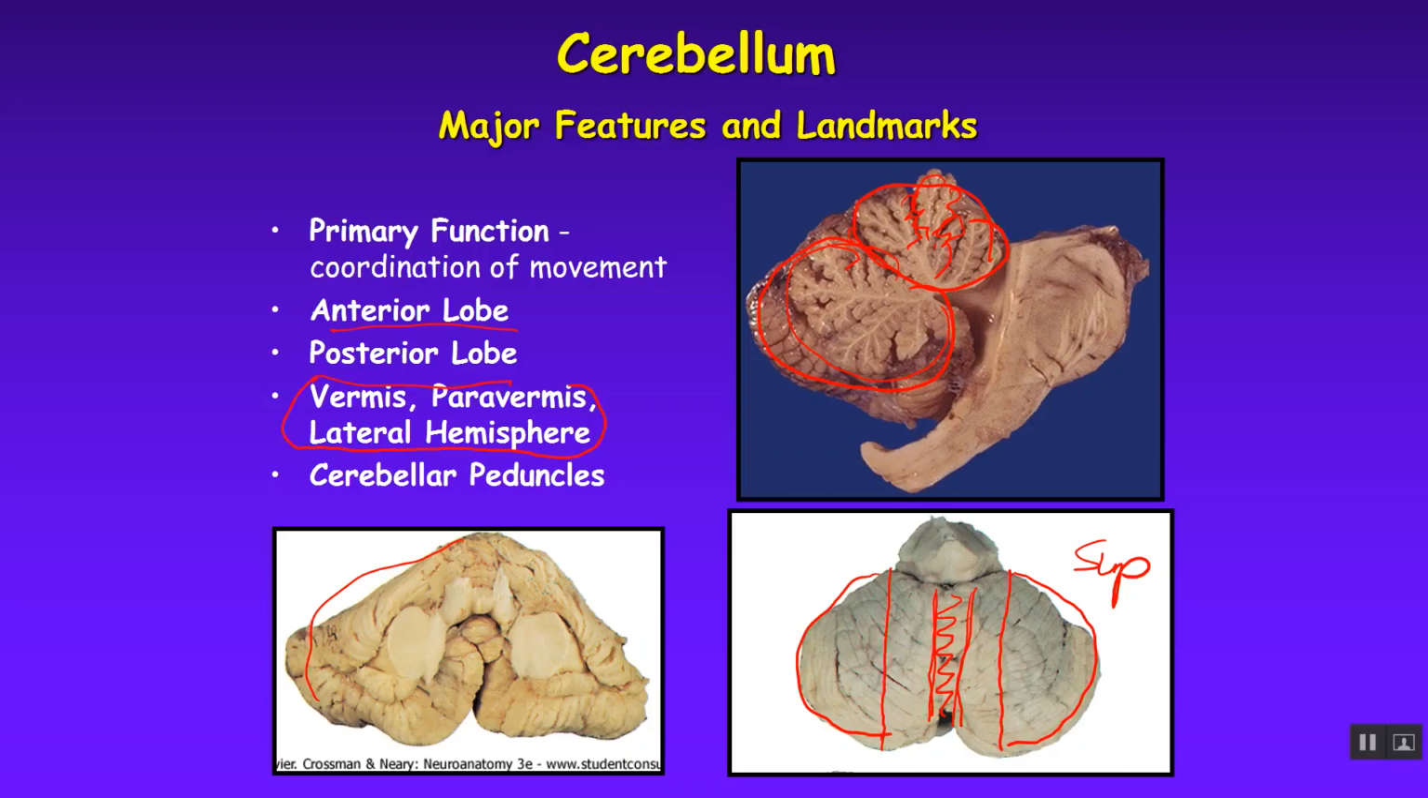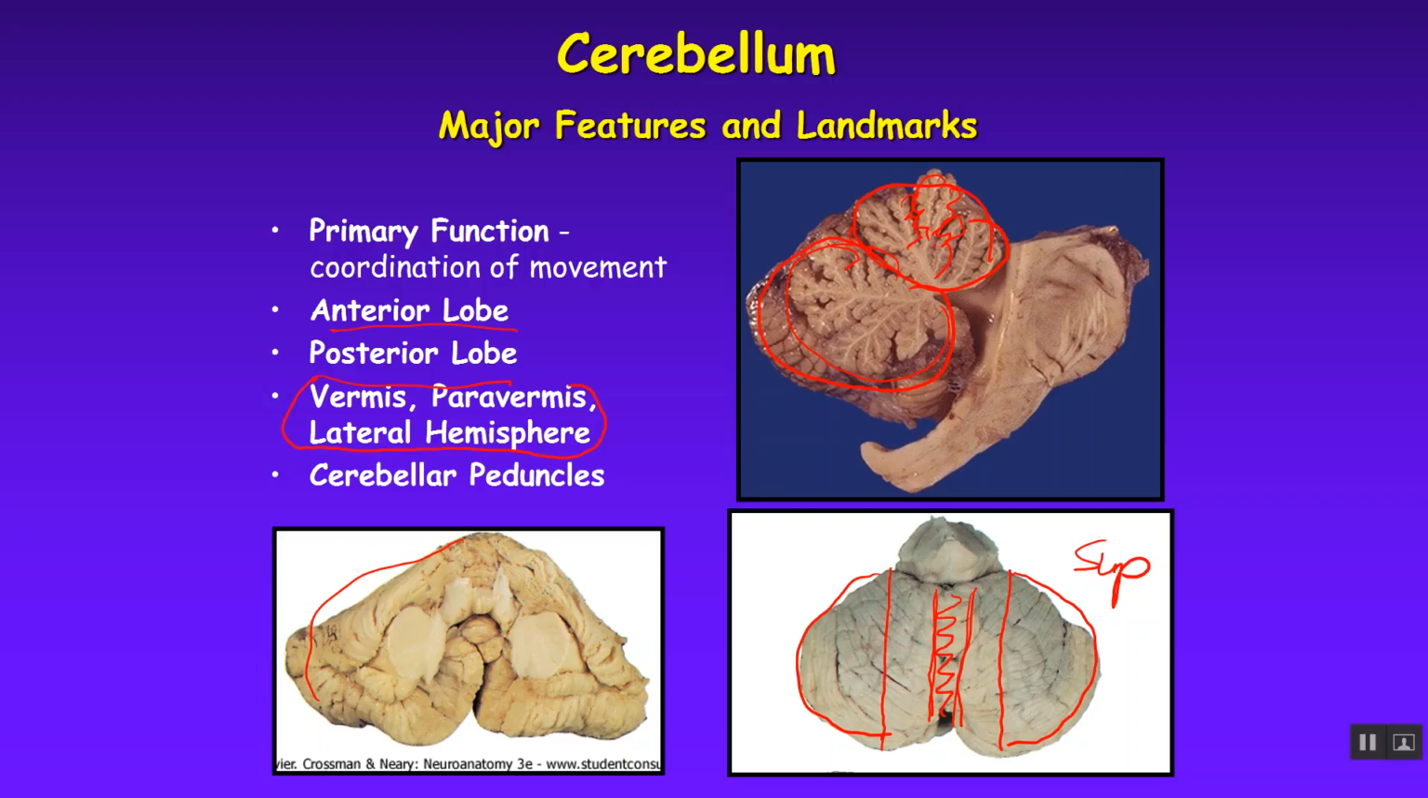So if a person has a lesion, say, in the right cerebellar hemisphere, in that lateral hemisphere area, they're going to have more distal hand, foot coordination problems on the right side.